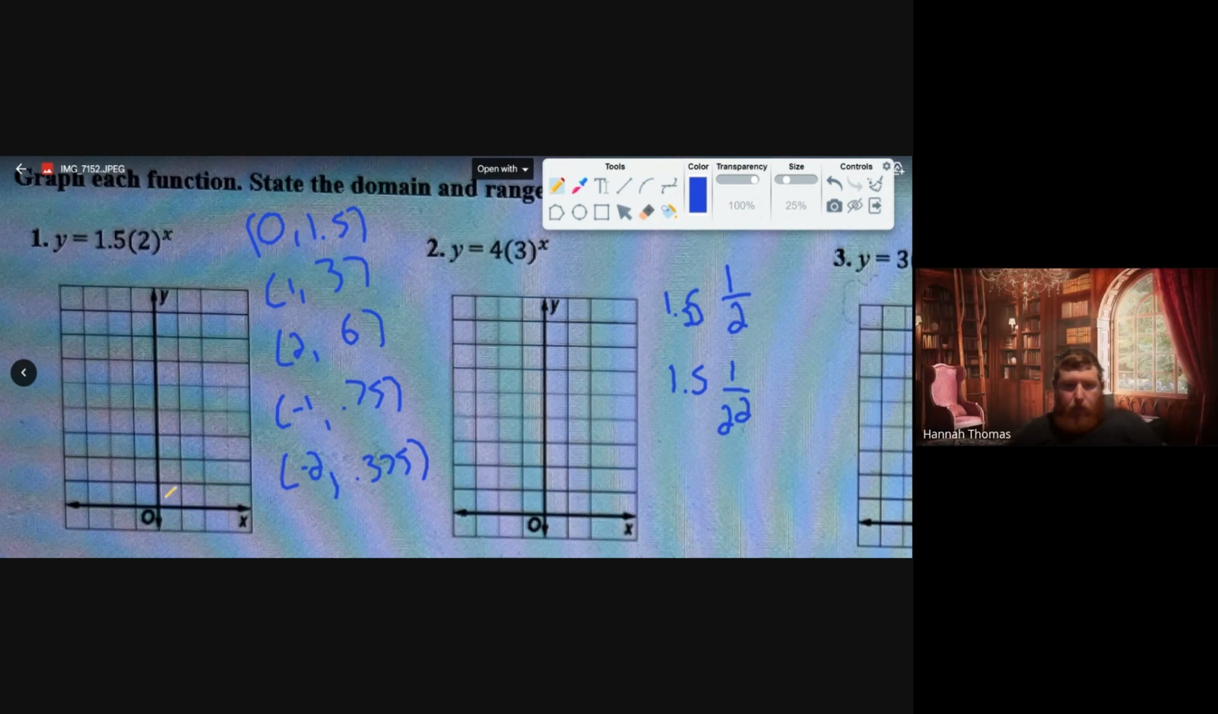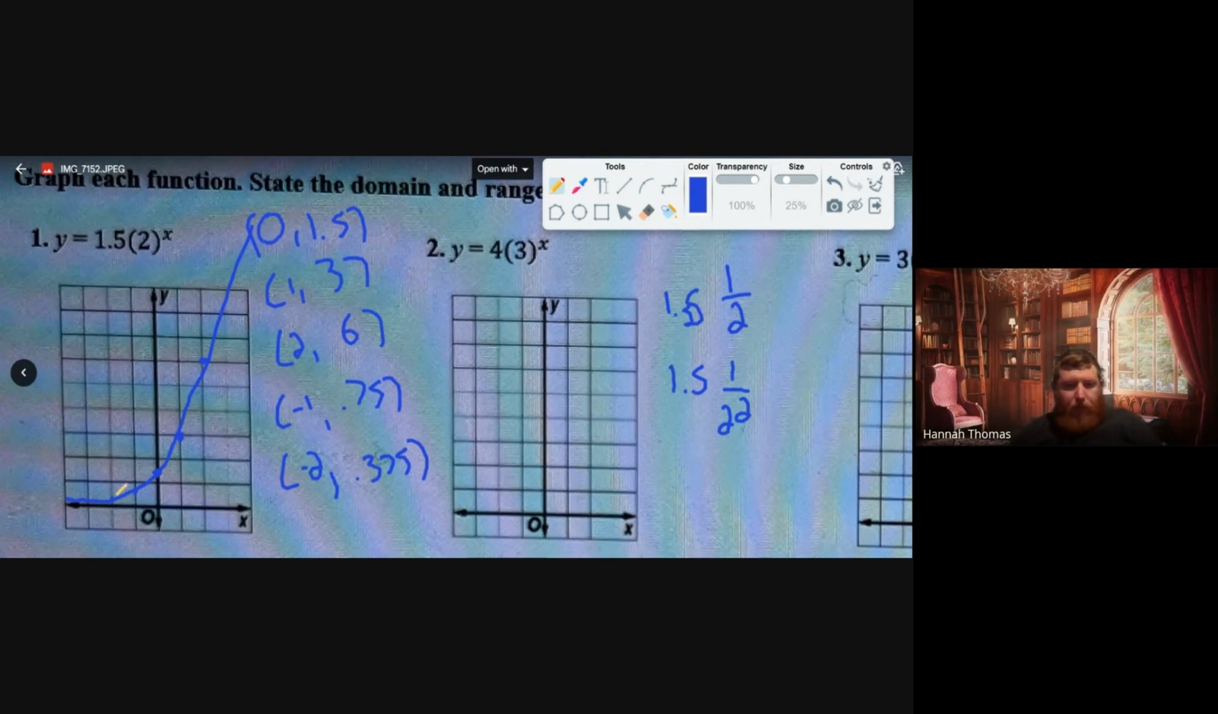So when x equaled 0, y equaled 1.5. When x equaled 1, y equaled 3. When x equaled 2, y equaled 6. When x equaled -1, y equaled 0.75. When x equaled -2, y equals 0.375. So you can see how the dots are connected. That means it's going to get really close to the x-axis, and then we're just going to connect it with a curve. It's going to look like that.